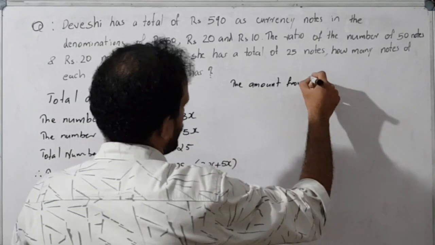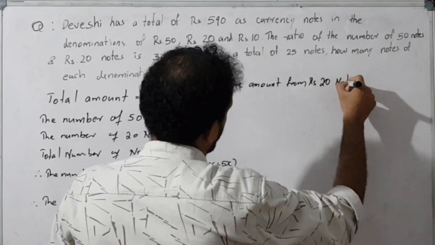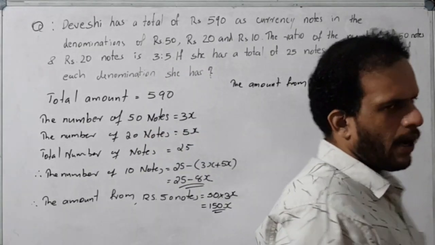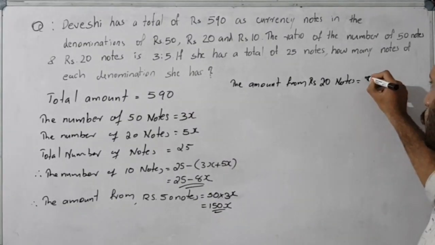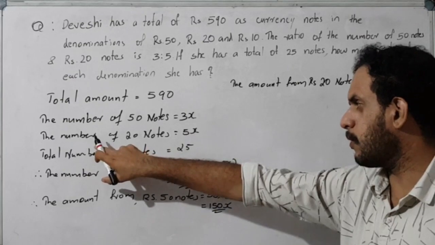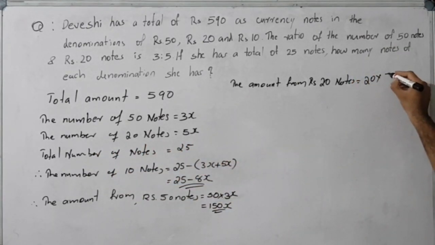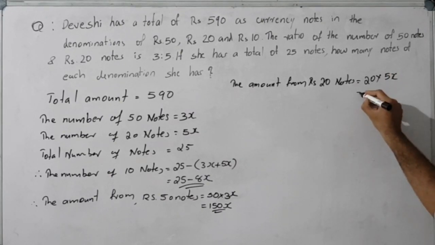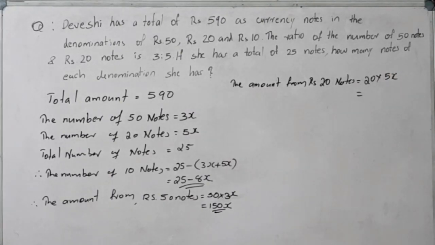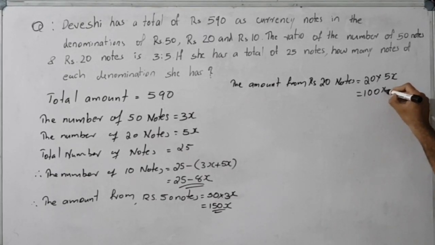The amount from 20 rupee notes is equal to, how to find? 20 into, what is the number of 20 rupee notes? The number of 20 rupee notes is 5x. Then 20 into 5x. Correct? 20 into 5x, then how to get? It is 100x. Correct? The amount from rupees 20 notes is equal to 100x.